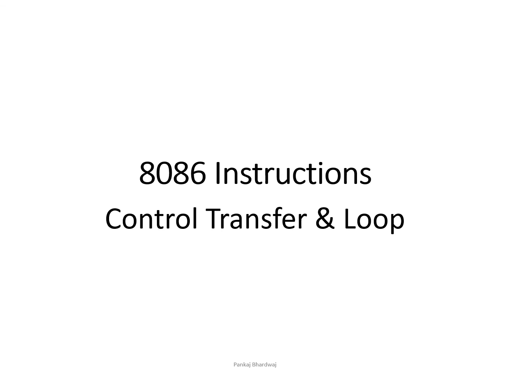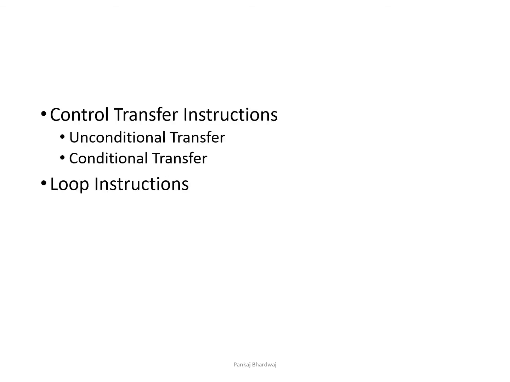So now we are going to discuss the control transfer and loop instructions of 8085 microprocessor. The control transfer instructions can be divided into two categories, the unconditional transfer and conditional transfer. It is similar to the branch operations or control transfer operations that we have already studied in 8085 microprocessor, but the only difference is that they are mainly based on the status of the flags.